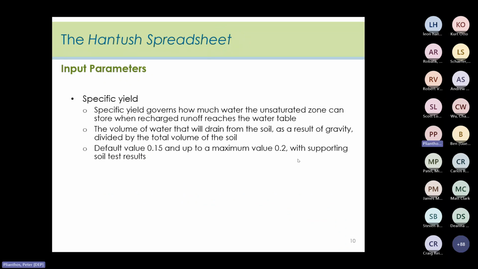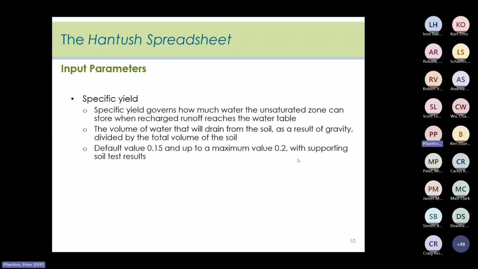The next parameter is the specific yield, which is the volume of water that will drain from a soil specimen due to gravity, divided by the total volume of the soil specimen. Coarse soil will likely have a higher specific yield than fine-grained soil having the same porosity.